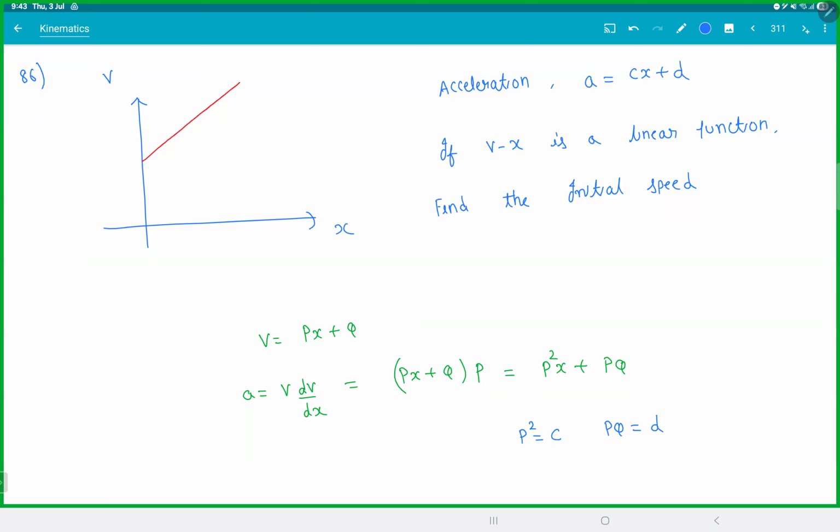So what is the initial speed? Initial speed will be when x is equal to 0, your speed v is equal to q. So you just have to find the value of q. q is nothing but d by p, and p is nothing but root c, so d by root c. Easy?